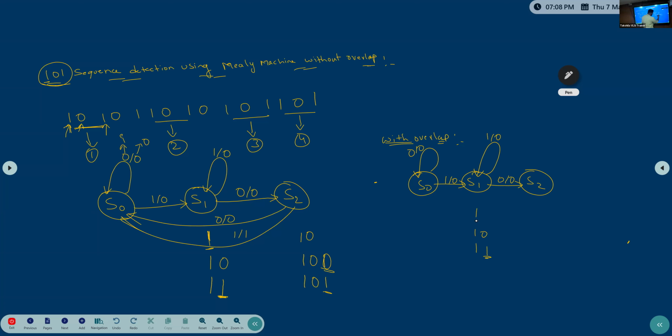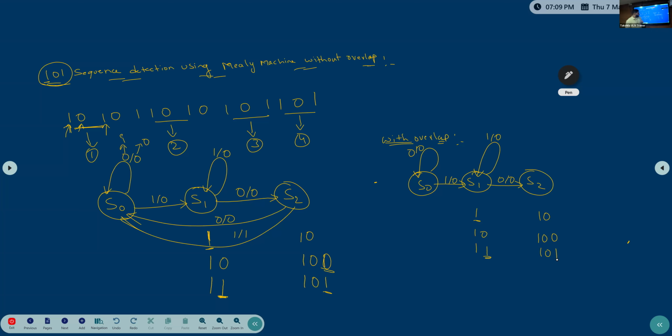So this is 1 1 matching. That's why we are staying in the same state. Up to this S1 is the same thing, whatever I explained here without overlap. When we come to S2, what happened? We already detected 1 0 here, right? So now we will get 1 0. After that we get 0 or 1 0. After that we get 1.